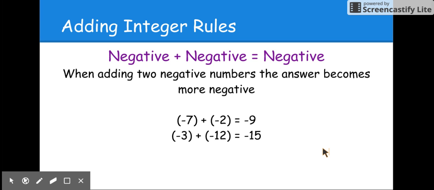Another rule is a negative plus a negative equals a negative. When adding two negative numbers, the answer becomes more negative. So we've got negative 7 plus negative 2 equals negative 9, and negative 3 plus negative 12 equals negative 15. The answers get more negative.